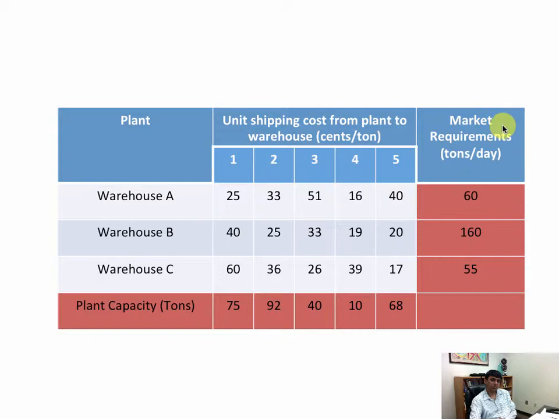Additionally, we are also told the market requirements, which in our case is the capacity of the warehouses: 60 tons per day for warehouse A, 160 for B, and 55 tons per day for warehouse C. And the capacity of each of the plants is given to be 75 tons, 92 tons, 40 tons, 10 tons, and 68 tons.